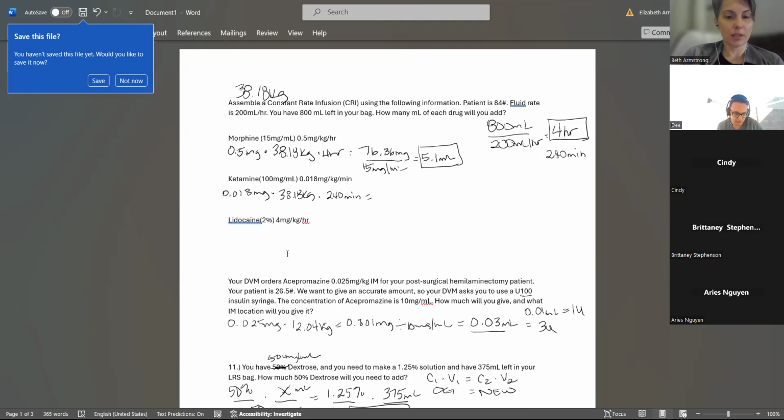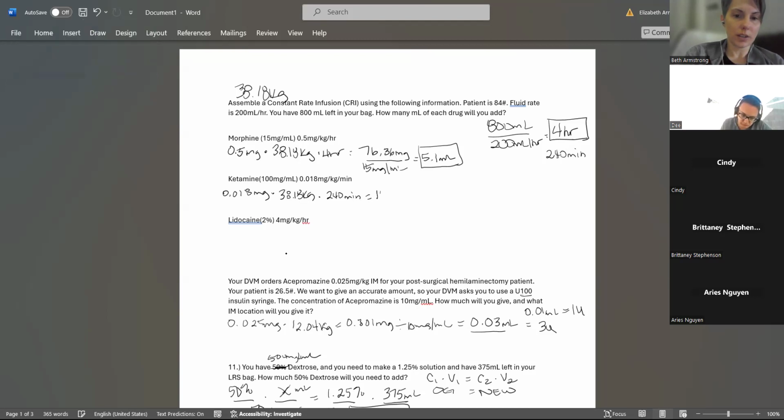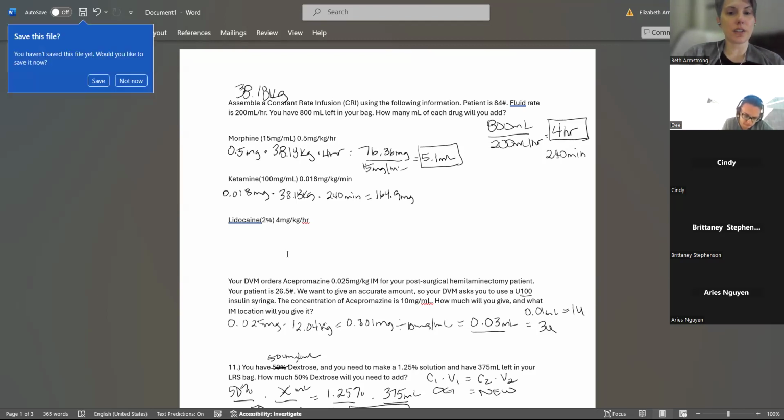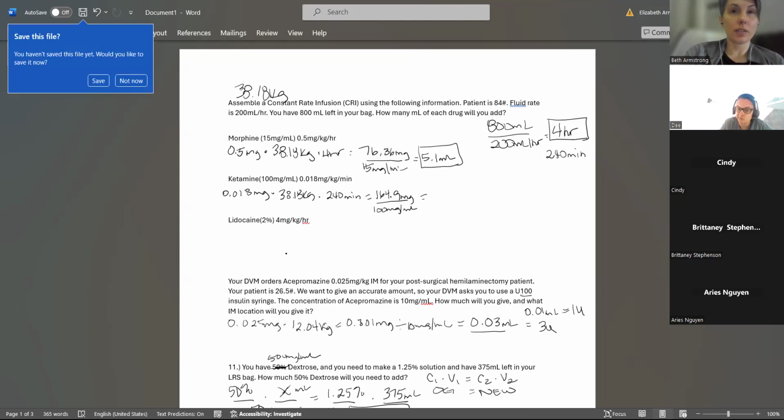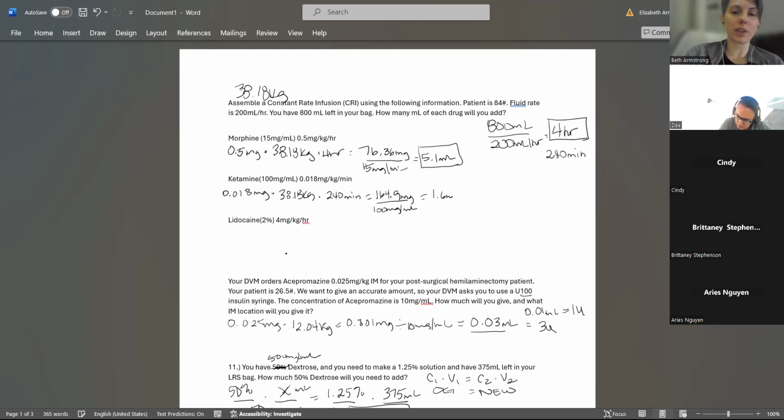What'd you guys get? 164.9. Good. 164.9 milligrams. Okay, now we have to factor in our concentration. So we divide that by 100 mgs per ml. Okay, and what do you get? 1.64. Okay, which you're going to draw up 1.6, or it's getting closer to 1.7, but we'll put 1.6 mLs.